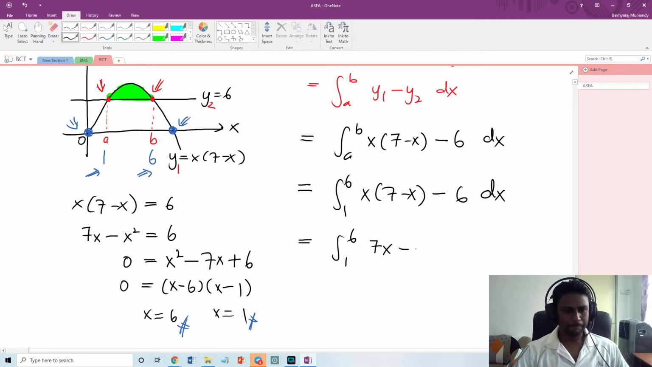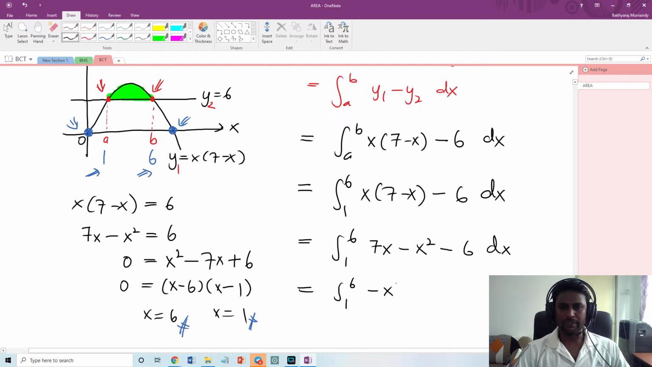Minus x square minus 6 dx. So this is what we get. Okay, next we proceed for the integration. Or you want to rearrange also can. Okay, we rearrange also can.